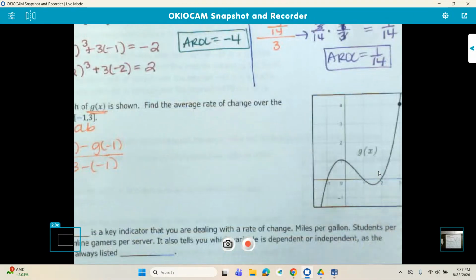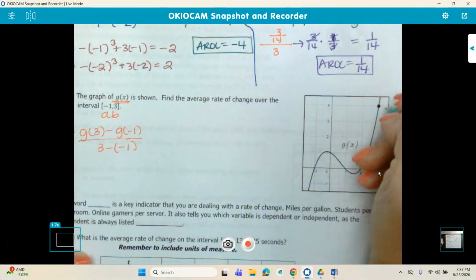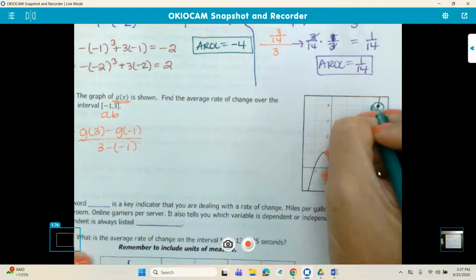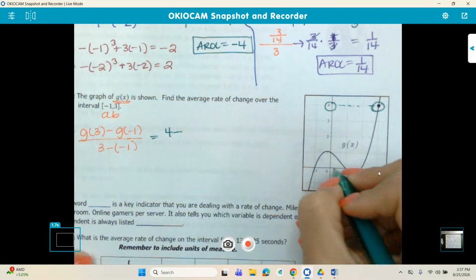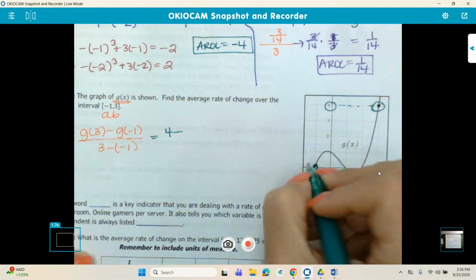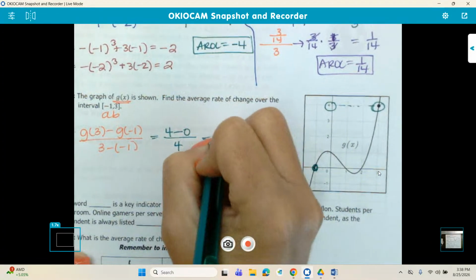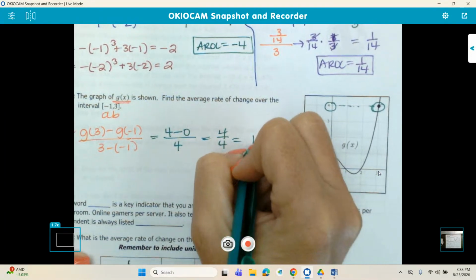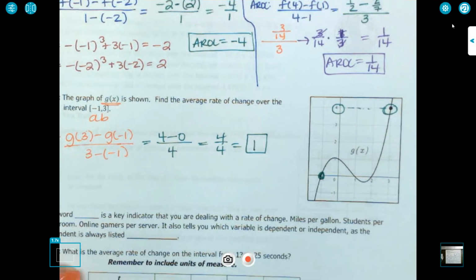All right, so we're looking at a graph. G of 3 means I'm going to go to 3 on the graph, and I'm going to see where it intersects. And that's up there at 4. So that would be 4. G of negative 1 is right here, so that is 0. And 4 over 4 is 1. All right, so there we are algebraically and graphically.